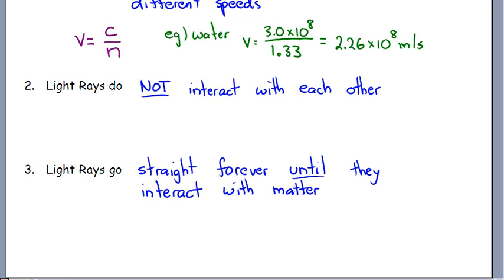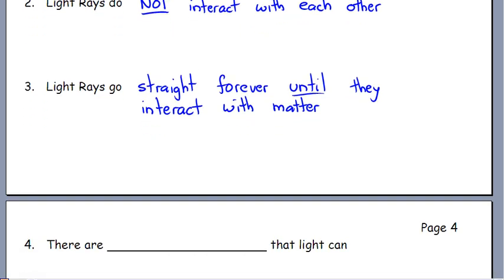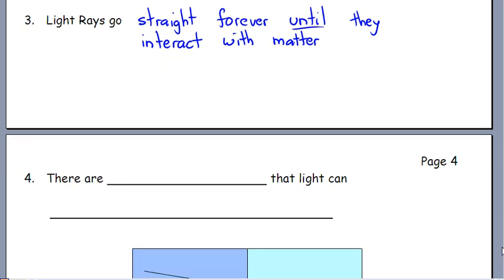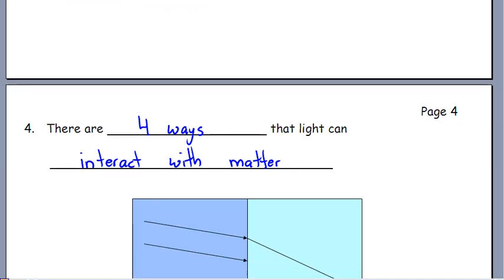So that's going to be item number 4. I've got these photons following their little trajectories, their rays, their paths. They're supposed to go straight, not interfere with each other, but they may interact with matter. Okay, and I'm going to suggest to you that there are 4 ways, 4 things that can happen here, 4 ways that light can interact with matter. All 4 of these things can be happening in one experiment.